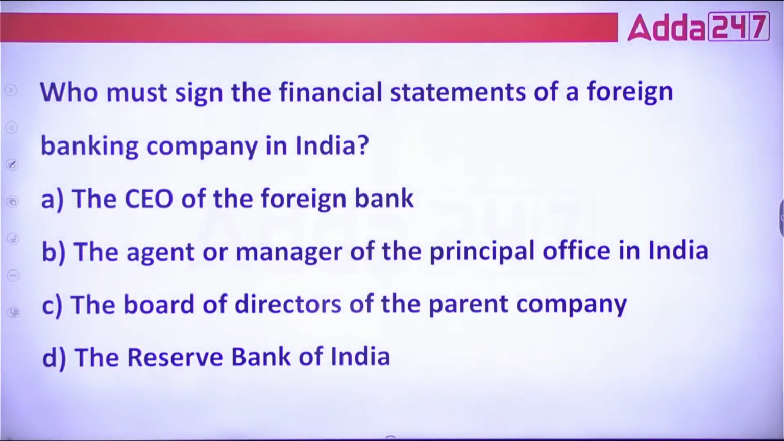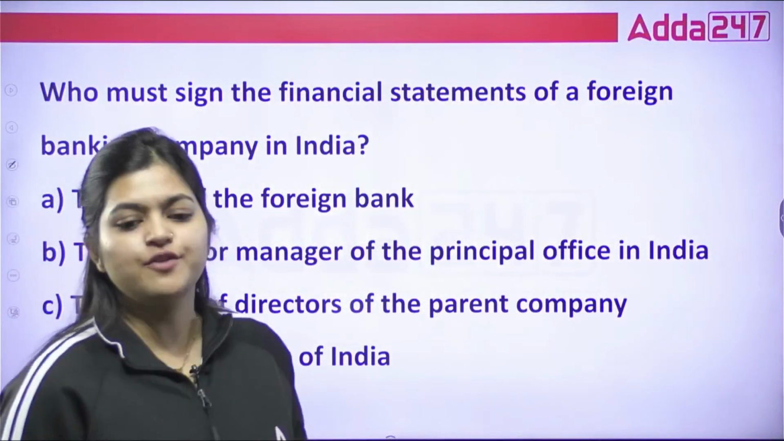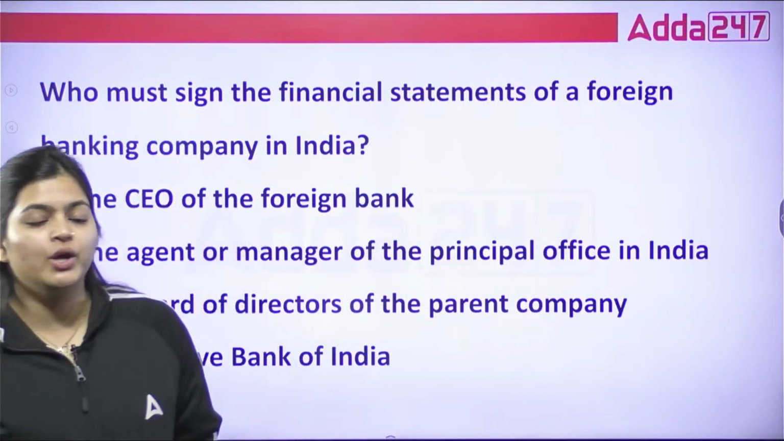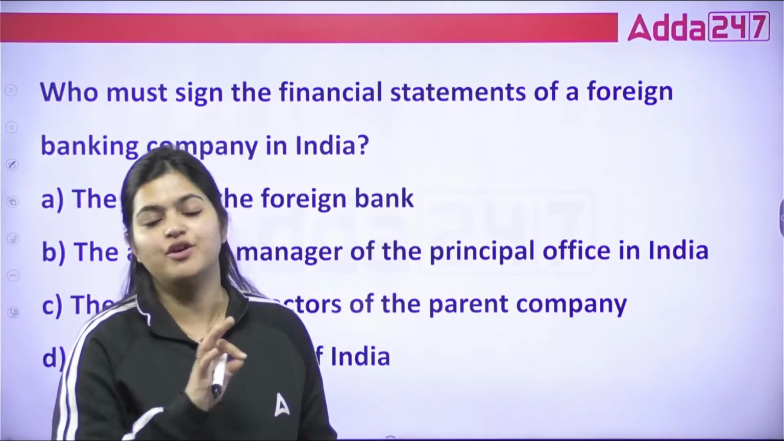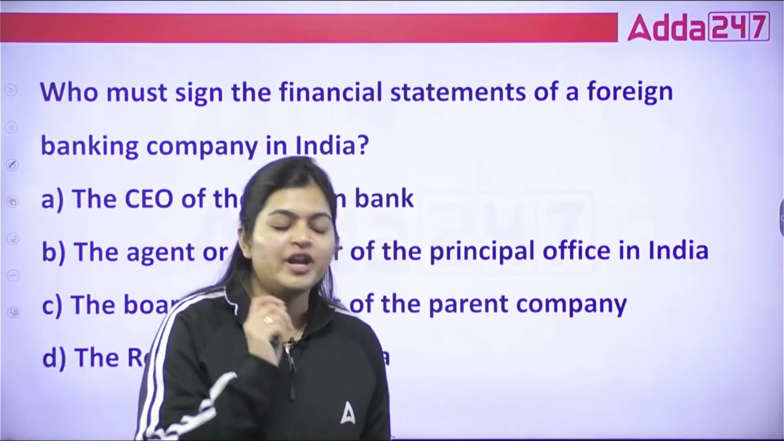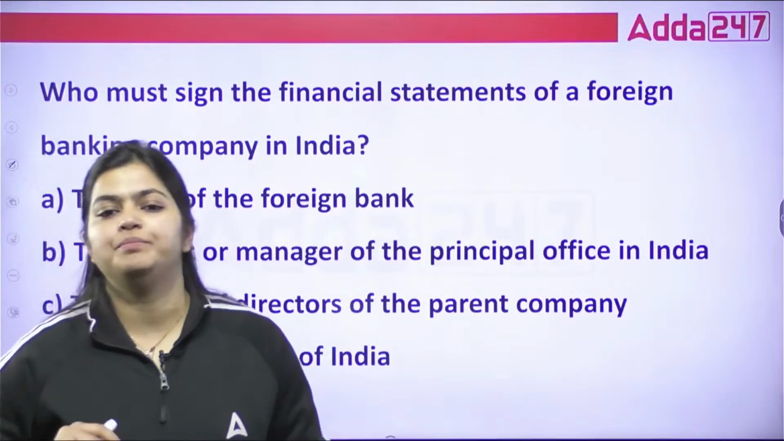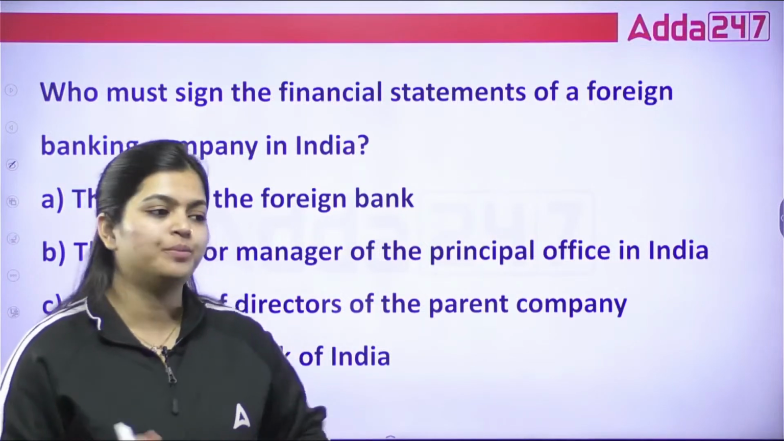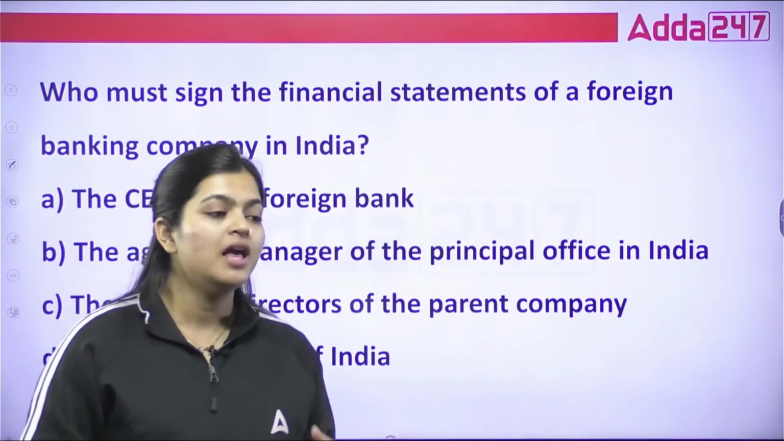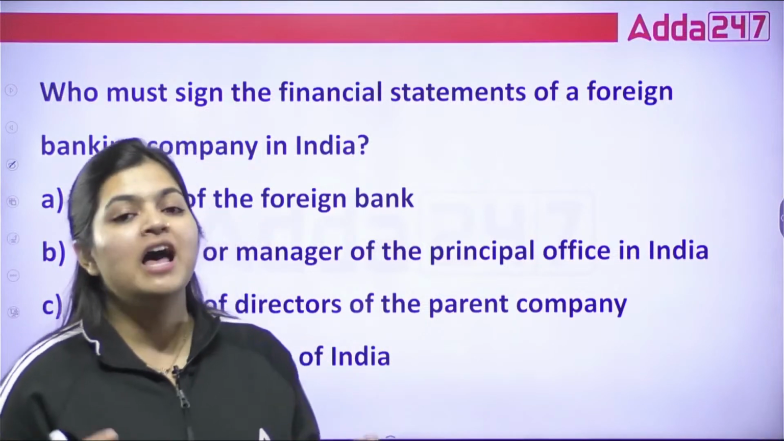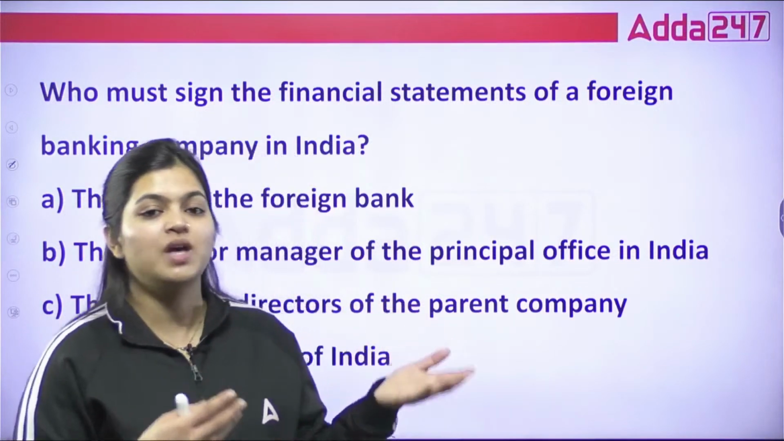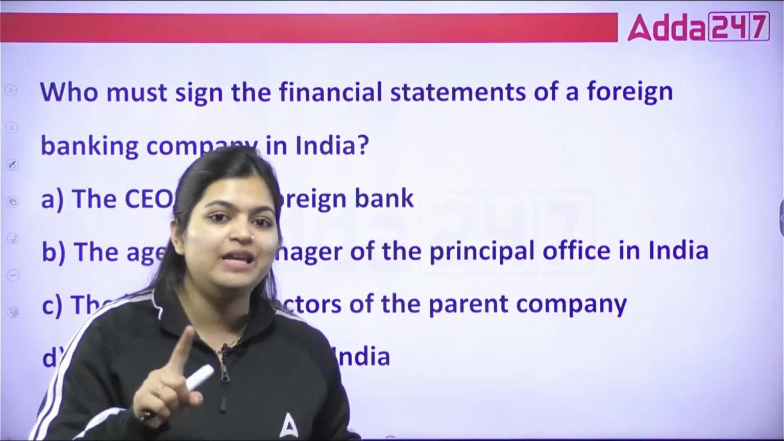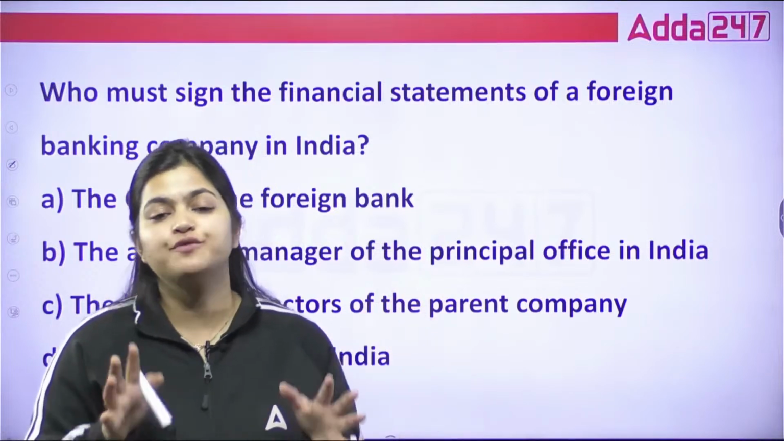C, the board of directors of the parent company. D, the Reserve Bank of India. Tell me. Now this question is from your financial statements of banking. We have one separate unit specially related to banking sector. Correct? So there we have seen so many different sections, how to prepare balance sheet, how to prepare profit and loss, who will sign the accounts for the authority, how you need to submit documents to the RBI, to registrar. So we have small sections and they are very important. So this question is from that section only.